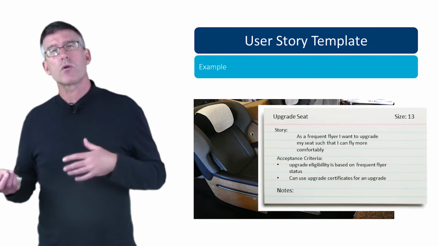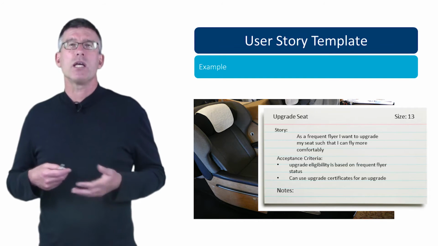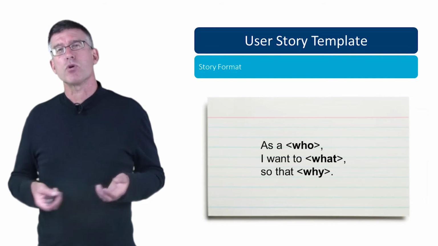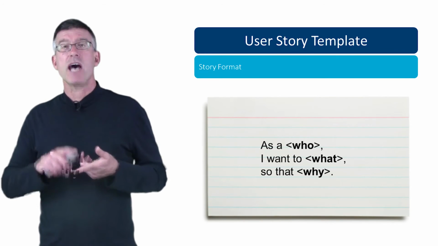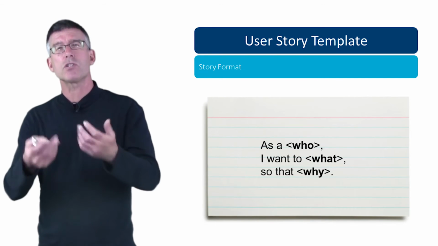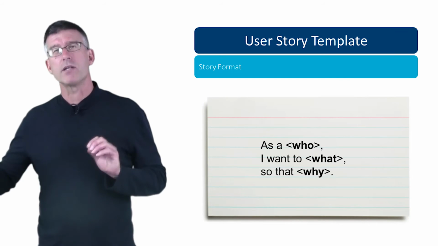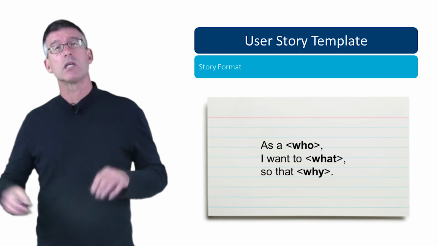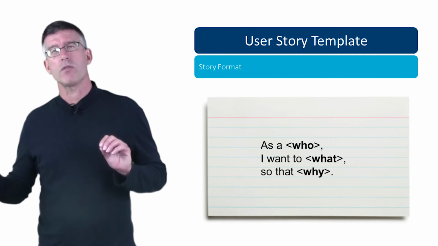This is the so-called Cohn format that was popularized by Mike Cohn in about 2003 in his book, User Stories Applied. And it's a lovely format because it starts with a who. In other words, who wants the value of this user story? Who wants the benefit? Who is this important to? I want the what. Okay, what is it exactly that we want? And then the fun part, the so that, the why. Why do I want this?